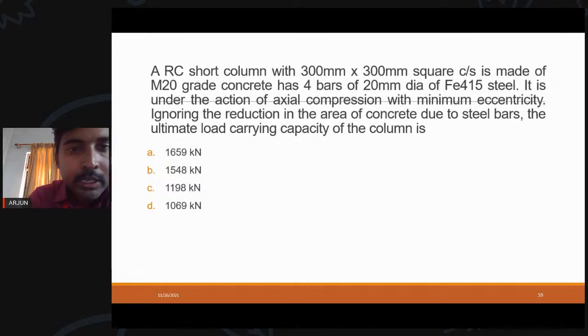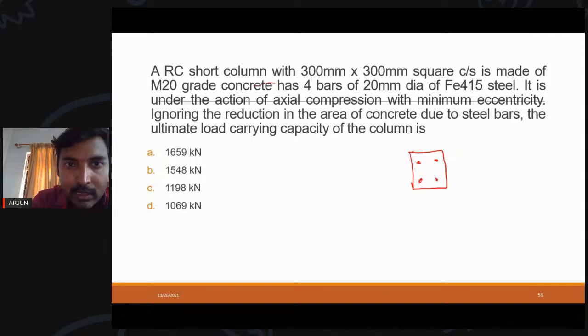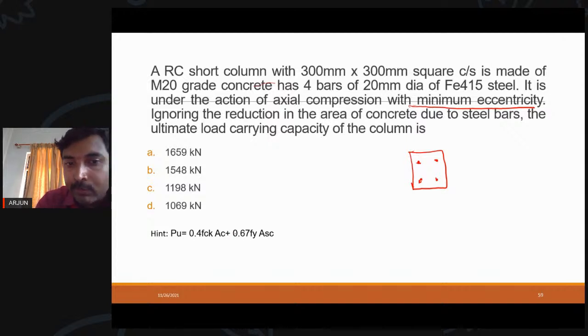Okay, so what is the question? A RC short column with 300 mm by 300 mm square cross section is made up of M20 grade, has 4 bars. It is under the action of axial compression with a minimum eccentricity. So whenever they are saying with minimum eccentricity, then you have to use the equation Pu is equal to 0.4 times fck Ac. If they mention neglecting the minimum eccentricity, then you should consider Puz is equal to 0.45 fck Ac plus 0.75 fy Asc is the equation when we neglect the minimum eccentricity.